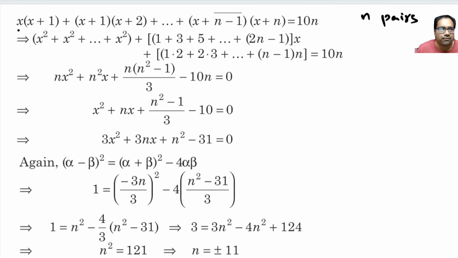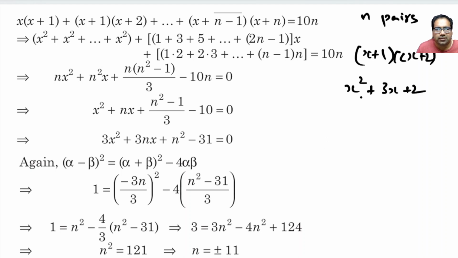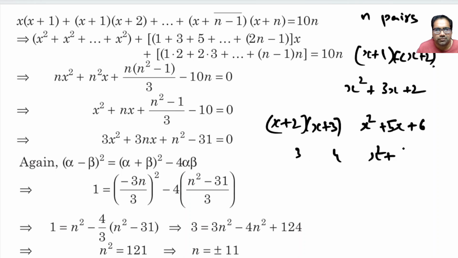Each pair will give 1 x square. x into x, x square. Here also, x plus 1 into x plus 2 will give x square plus 1x plus 2x, that is 3x plus 2, 1 into 2. What will x plus 2 into x plus 3, the next one, give? It will give x square plus 2 plus 3, which is 5x plus 2 into 3, 6. Similarly, the next one, x plus 3 into x plus 4, will give x square plus 3 plus 4, 7x plus 3 fours, 12.